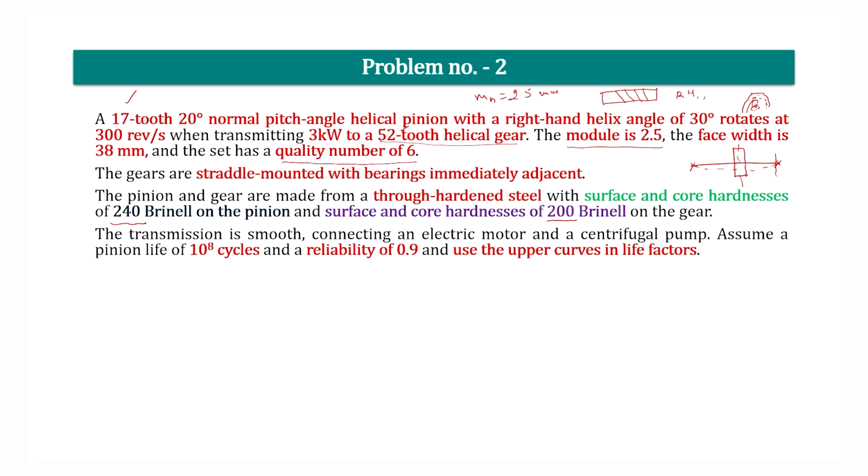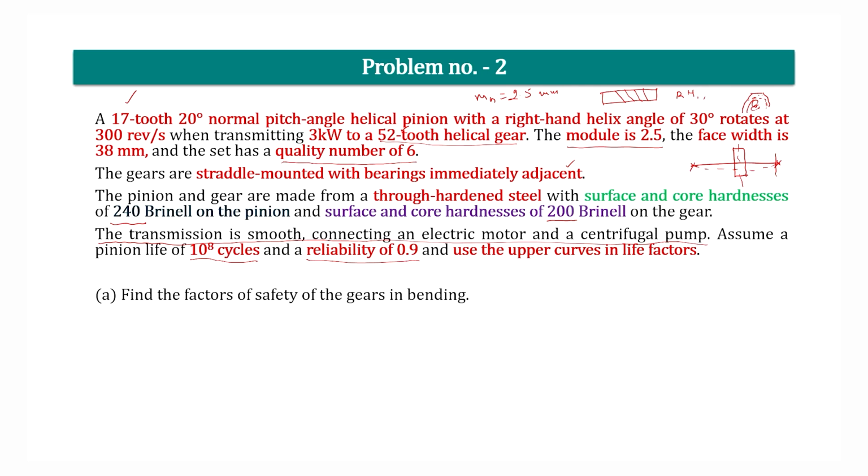The transmission is smooth, connecting an electric motor and a centrifugal pump. This information is very important. It will give you the overload factor for the bending stress and the contact stress which act on the gear. Assume a pinion life of 10 to the power 8 cycles. The life of the pinion is given and the required reliability is 0.9. Use the upper curves in the life factor. We will take all this information while designing the gear.